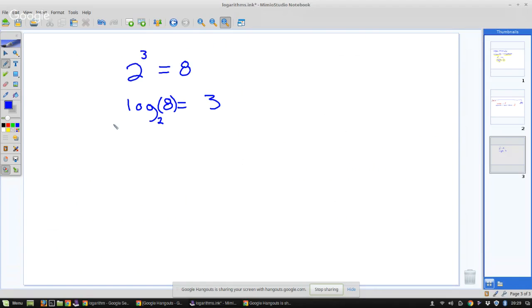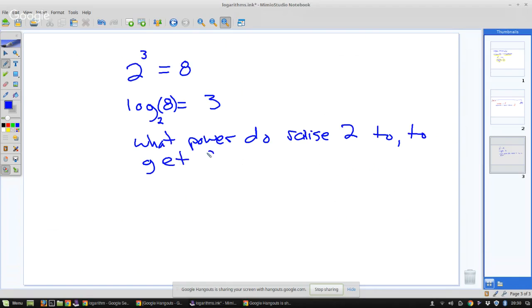So what this says, the way to interpret a logarithm, is: what power do I raise 2 to, comma, get 8? Answer, I would raise 2 to the 3rd power to get 8. Okay. So a logarithm asks the question, what is the power? Another example.